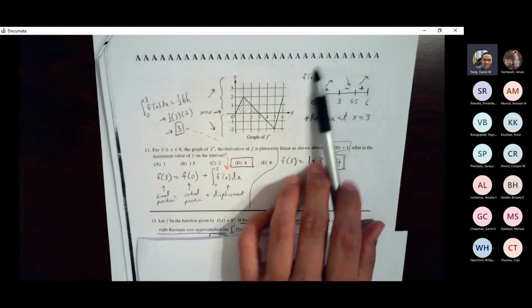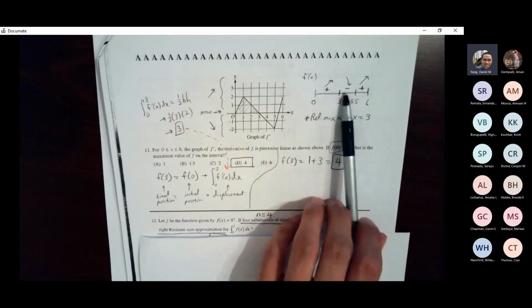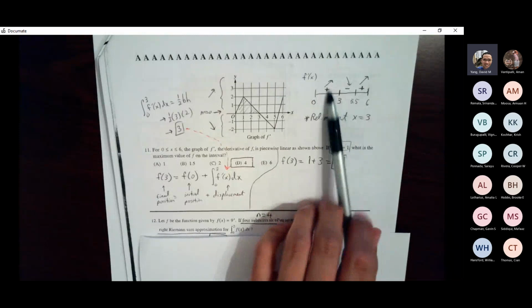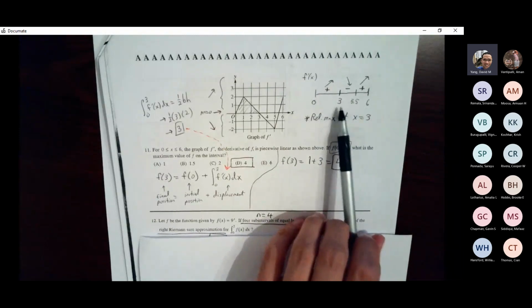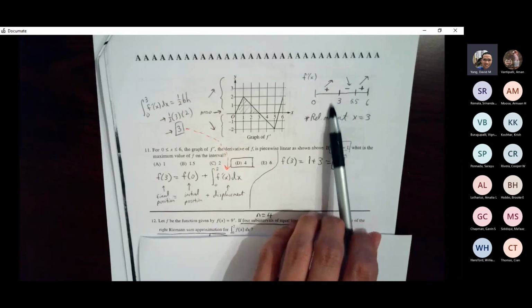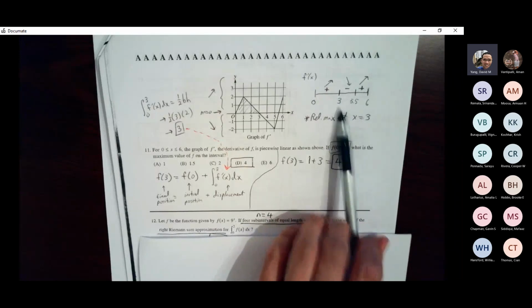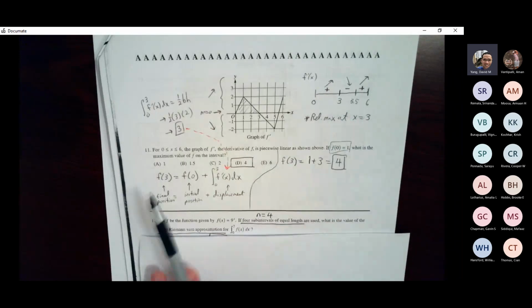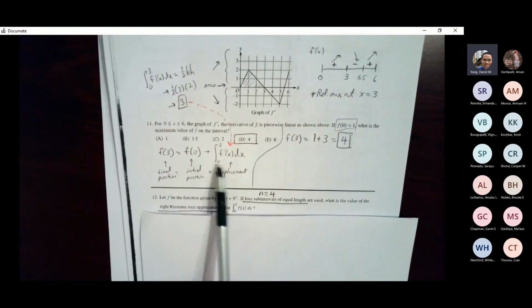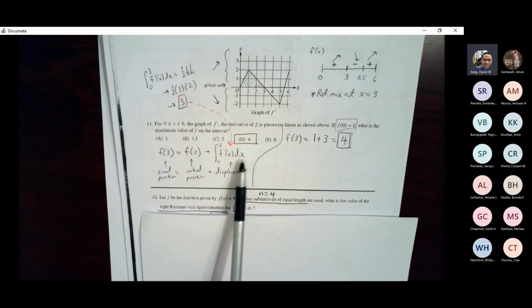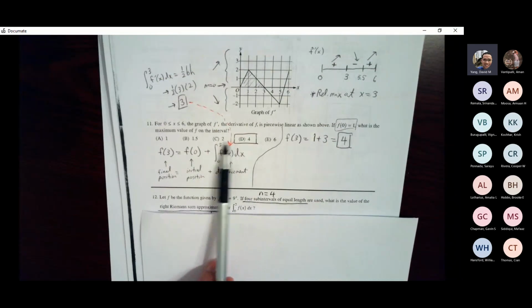So if I look at my original graph in terms of my slope, I see there's a relative max at 3. There's a relative min at 5.5. So I know there's a relative max at 3. Basically I have to figure out the location of my graph at x equals 3. I like to use this formula: final position equals initial plus displacement. I'm looking for f of 3. I'm starting at f of 0. So I want to bridge that gap between 0 and 3.